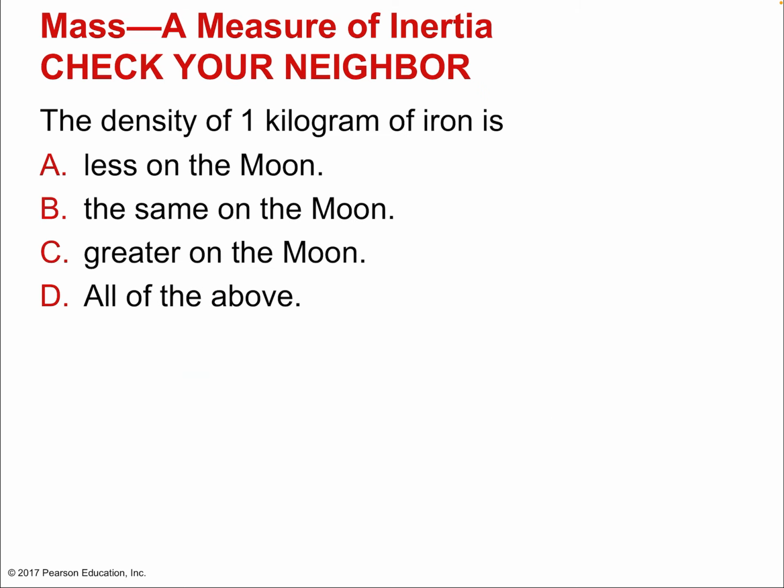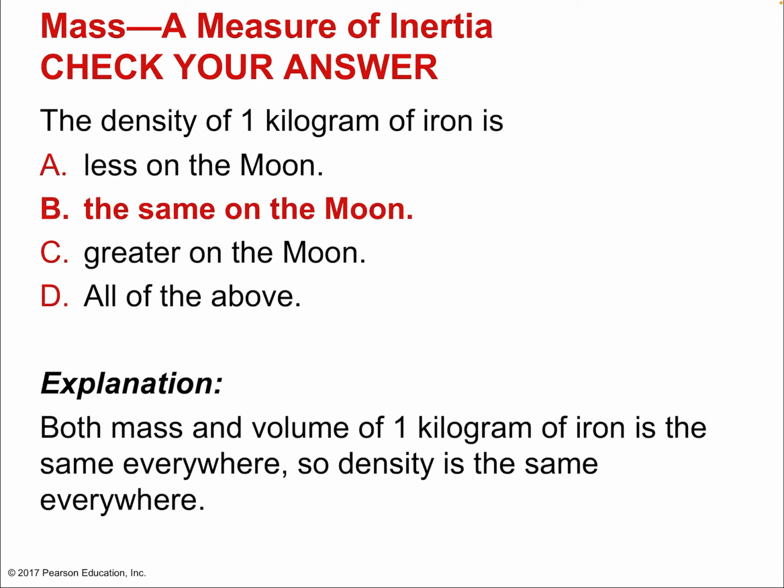Okay. So the density of 1 kilogram of iron is what? Less on the moon, the same on the moon, greater on the moon, or could they all be right? That doesn't seem likely. So which is it? Make sure you can answer it. The same. Why is that?